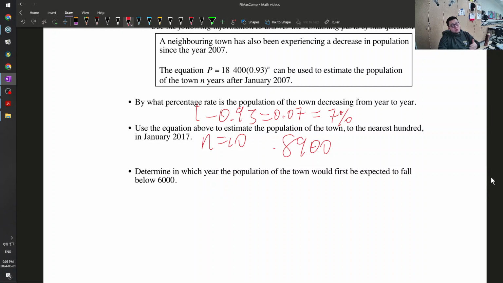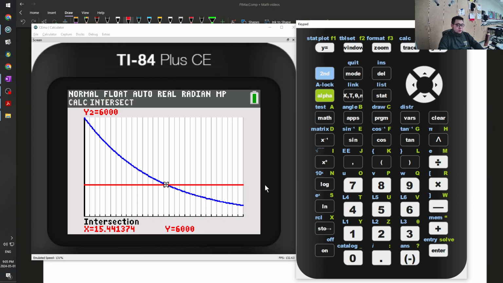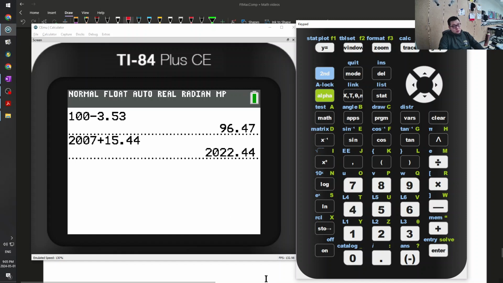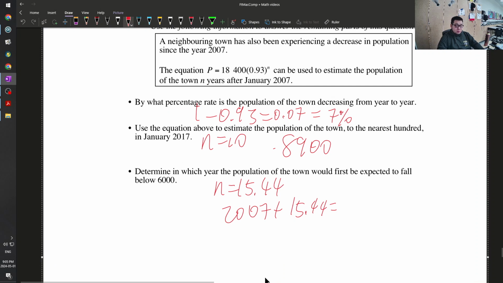So the decline is gradual, right? So it is 15.4 years, right? So 2007 plus 15.44 is equal to about April 2022. It will fall below 6,000. So in the year 2022, it will fall below 6,000.